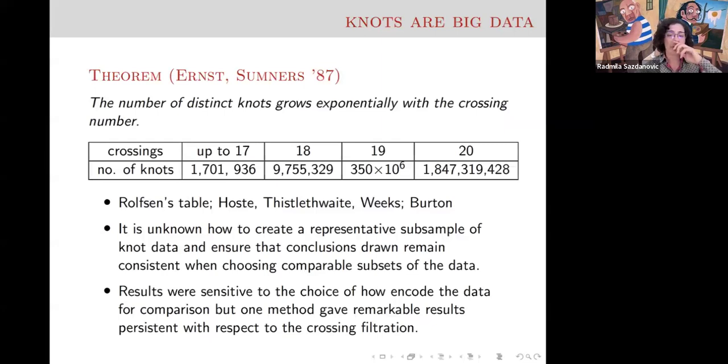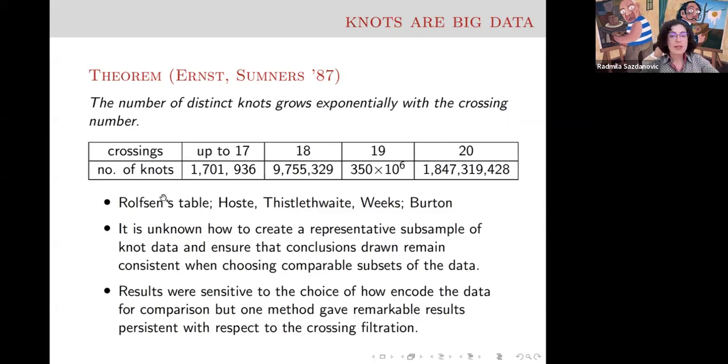That actually has been a theorem since 1987. It's a theorem of Ernst and Sumners that says that the number of distinct knots grows exponentially with the crossing number. And again, this is the state of the art currently, or maybe as of a year ago: if you go up in crossing number, up to 17 crossings, we have 1.7 million knots, but for 19 crossings, we actually have 350 million different knots, and those are only prime knots.